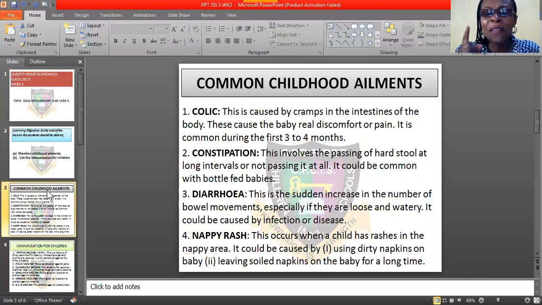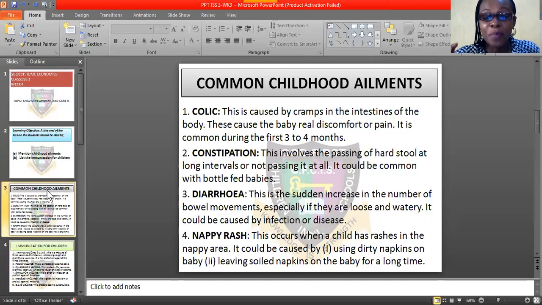So that is the first 3 to 4 months of childbearing. That baby is not always finding it very easy. Sometimes in the hospital, they will give you some medication to subside the pain, not to stop it, because it is a normal process a child must undergo. Do you understand? That is the common ailment number 1.